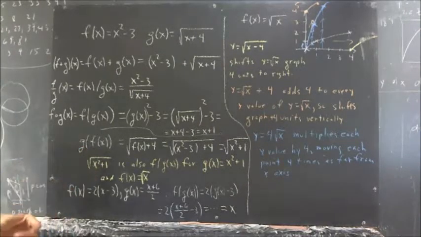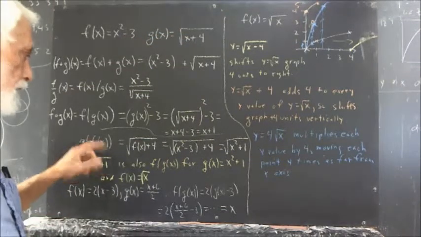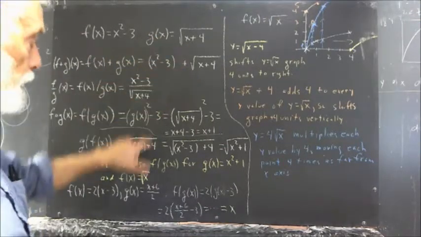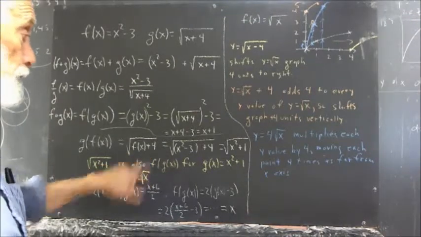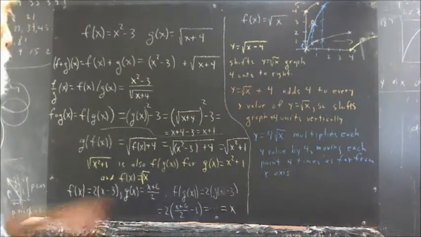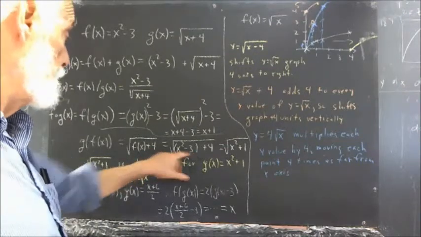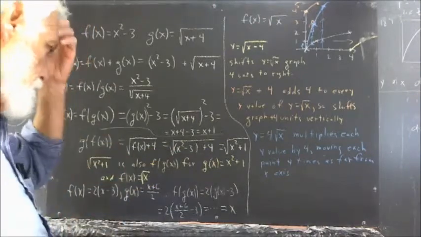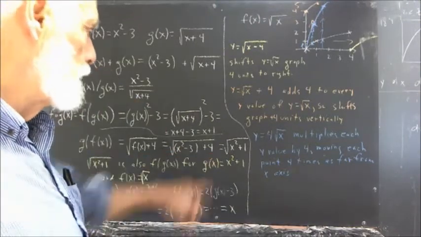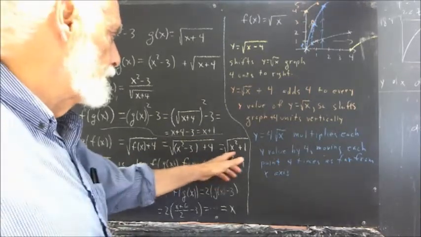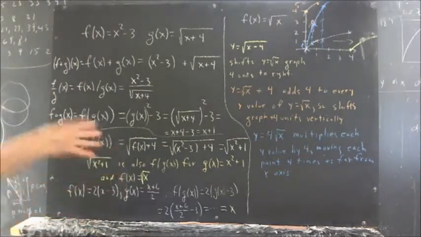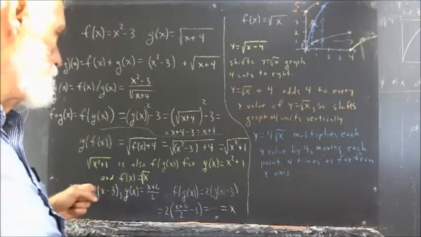g of f of x is what? Okay, well, g of x is the square root of x plus 4. g of f of x is what? Well, we replace x by f of x, and we get the square root of f of x plus 4. And that equals what? Well, f of x is x squared minus 3, so we can replace f of x by x squared minus 3, and then we have the plus 4. So now we have the quantity x squared minus 3 plus 4, and that simplifies to the square root of x squared plus 1.